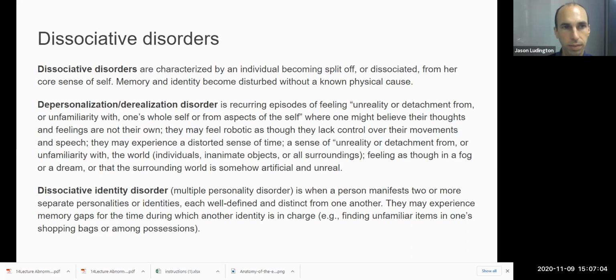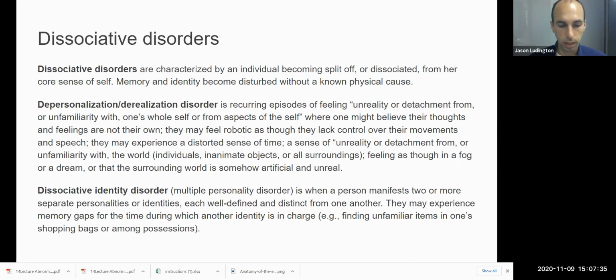It sounds kind of like schizophrenia, and I wonder if people with schizophrenia may frequently experience, I'm sure they do experience depersonalization, but not by itself. Well, yeah. The next one is dissociative identity disorder.